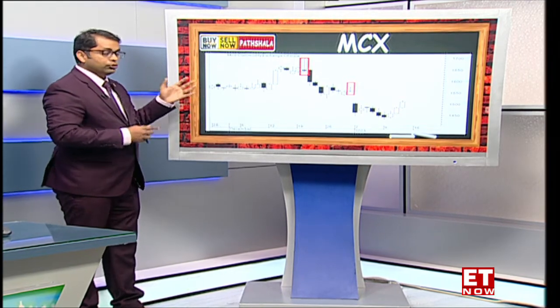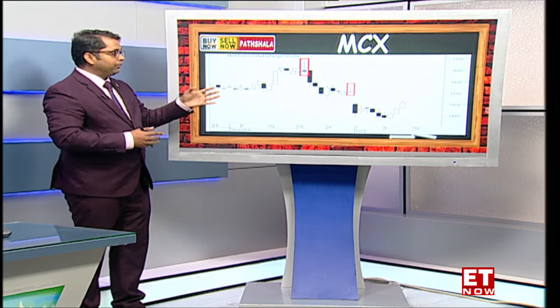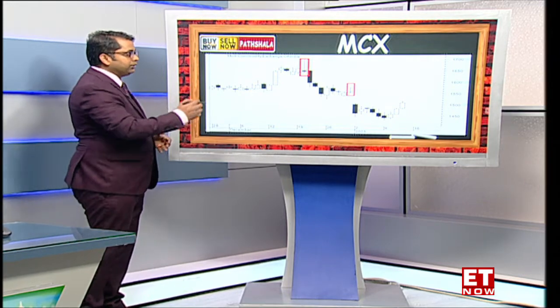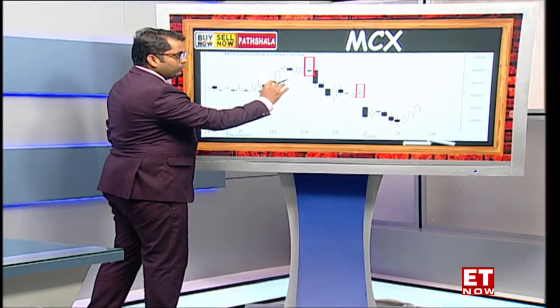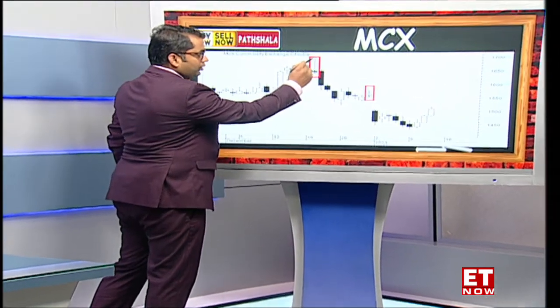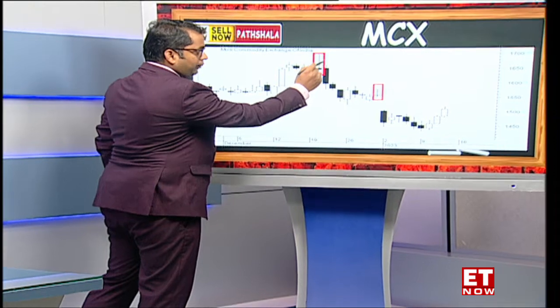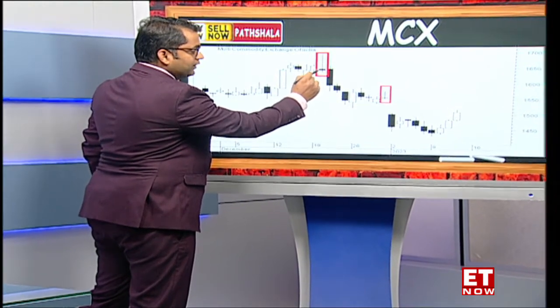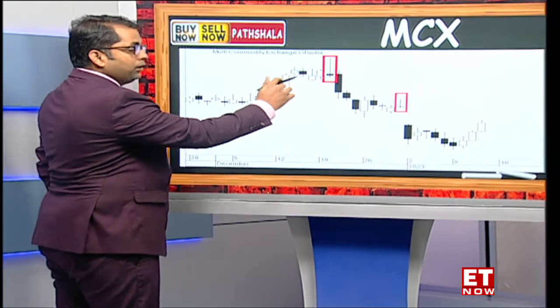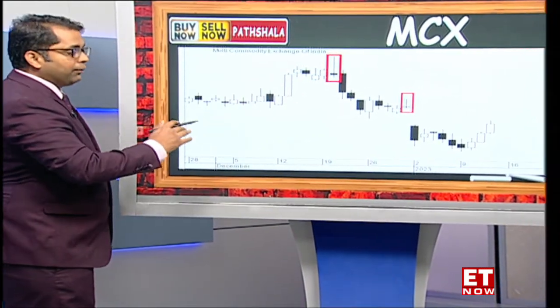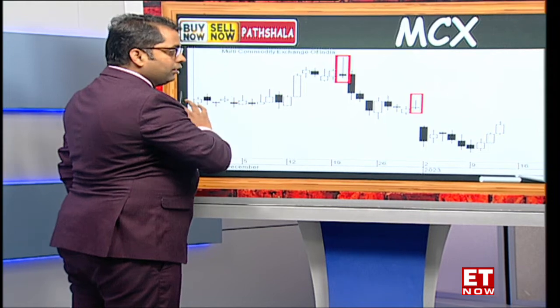So the pattern which I'm indicating is the inverted hammer. We discussed a bullish hammer pattern last time. This is an inverted hammer pattern, which is almost a mirror image of the hammer pattern we discussed earlier, where the candle has a long upper shadow, a small body, as well as a very small to negligible lower shadow.